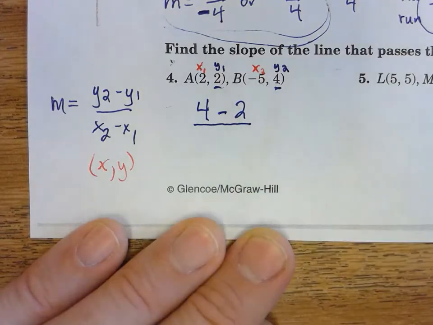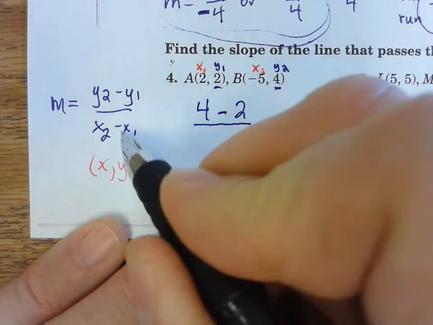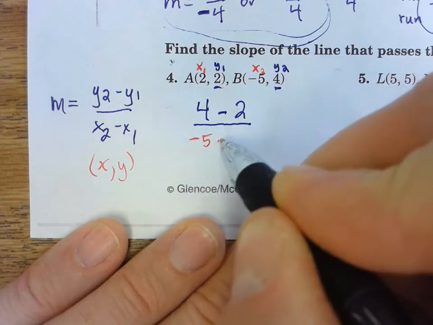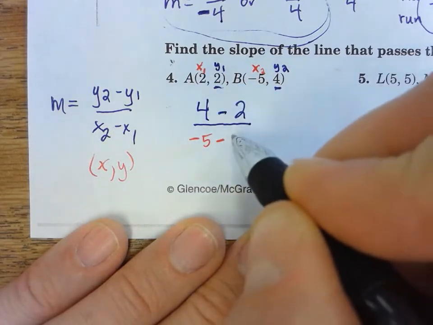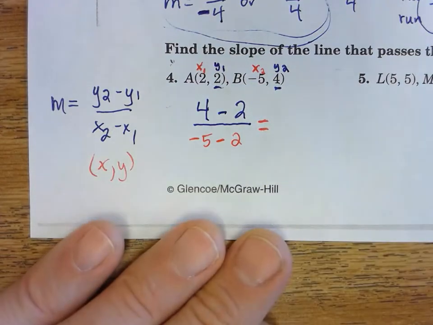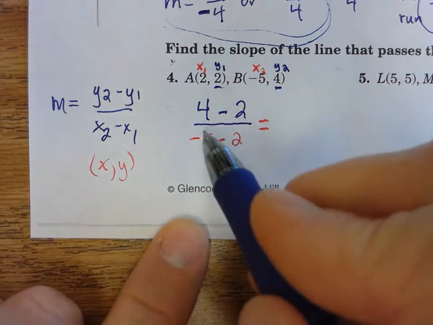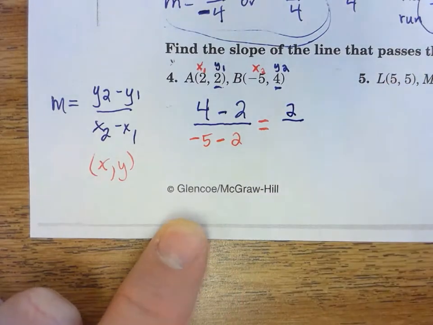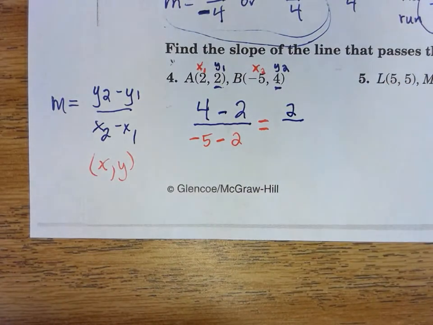All right, now I'm going to go to my X numbers. X2 minus X1. So X2 is negative 5 minus 2. Hey, we get to review some integer rules here. On the top, I am pretty sure you know that 4 minus 2 is 2. So you know the rise number is 2.